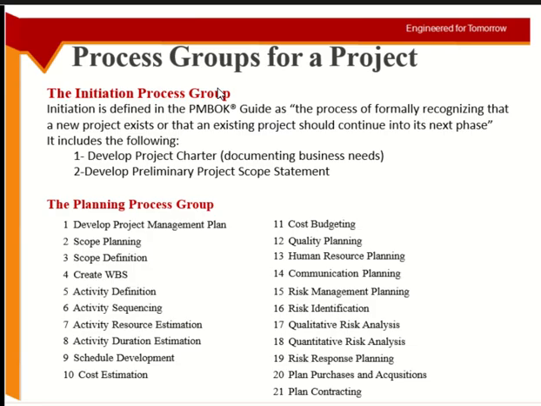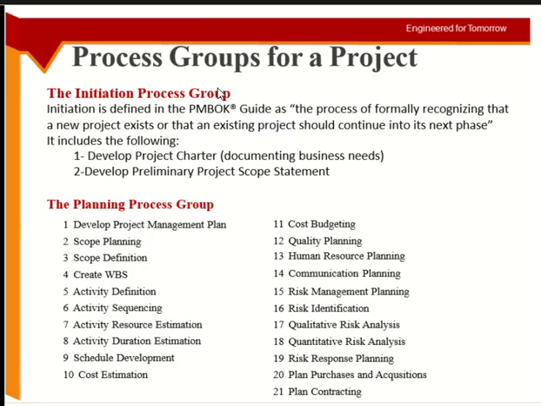How is initiation defined in PMBOK? PMBOK is a book, considered a textbook for project managers. It is the short form of Project Management Body of Knowledge. It is a very famous book. A lot of people who become project managers or who do certifications go through this book.